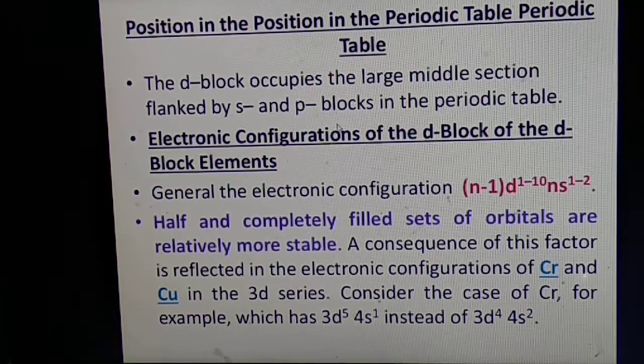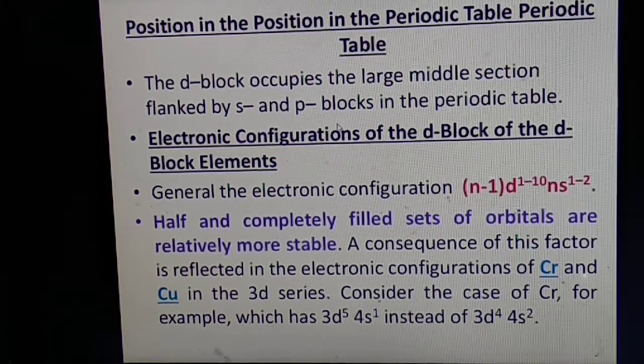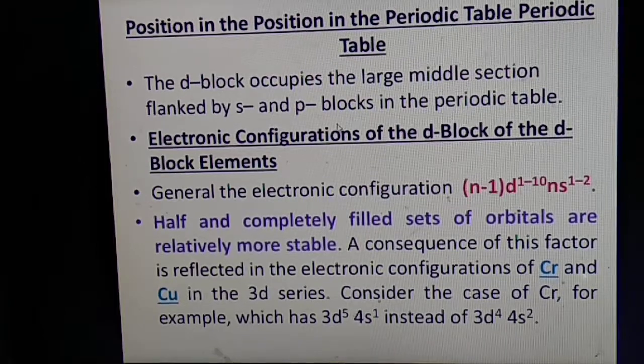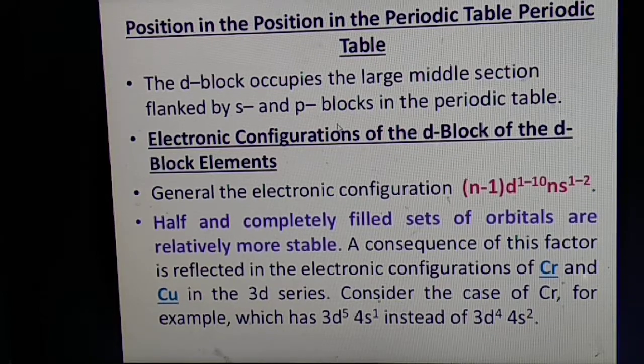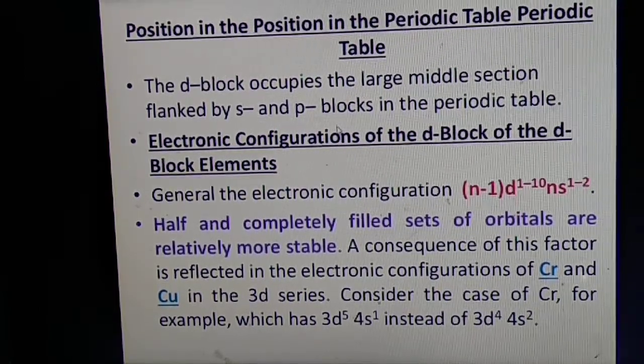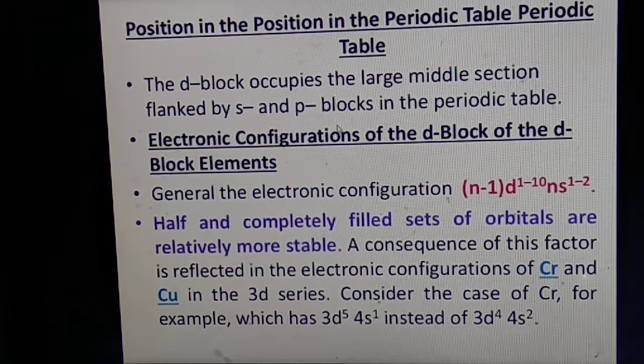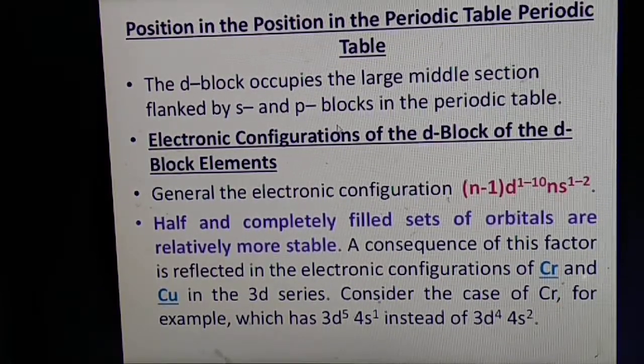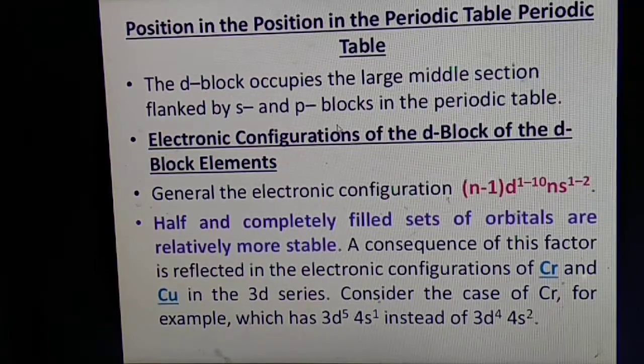Second, electronic configuration of the d block elements: (n-1)d1 to 10 ns1 to 2. This is very, very important. Half and completely filled set of orbitals are relatively more stable. Students, can you tell me, any students, why half-filled orbitals are more stable? Why full-filled orbitals are more stable? Tell me. Yes, half-filled, that is d5 and d10 configuration, is more stable because of the symmetrical arrangement of the electrons and the exchange of energies in the orbitals. These are two reasons for the extra stability of the half-filled and full-filled orbital, my dear children.